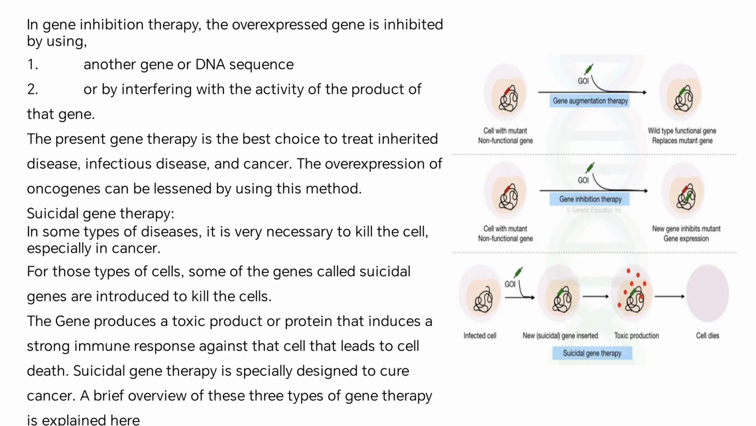A brief view of what has been explained is shown in the diagram. That is gene augmentation, gene inhibition, and suicidal gene therapy, as shown in the diagram.